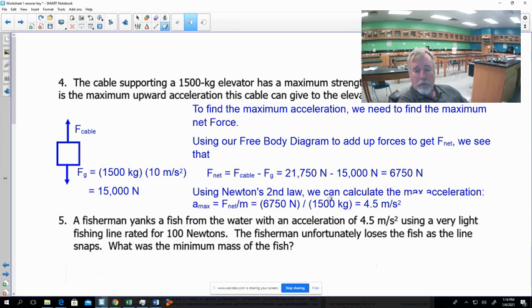Now notice it says maximum. So it said the maximum strength was 21,750 newtons. If that number got bigger, if our maximum strength got bigger, that would mean our F net got bigger, which means our acceleration would get bigger. So that's what I'm saying about the maximum: don't get distracted by that. It'll fall out here at the end.